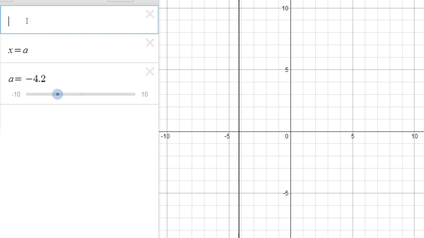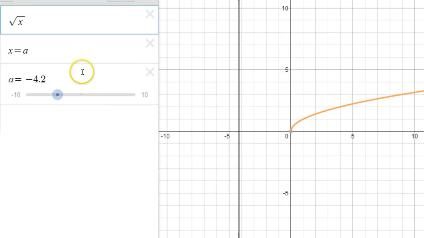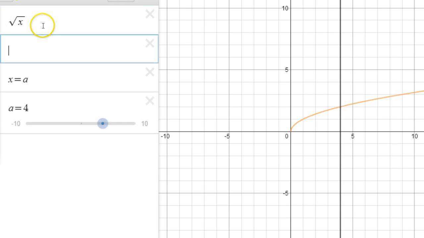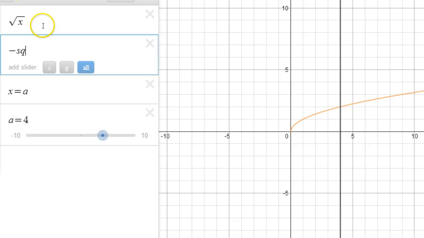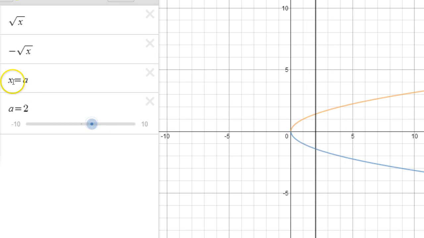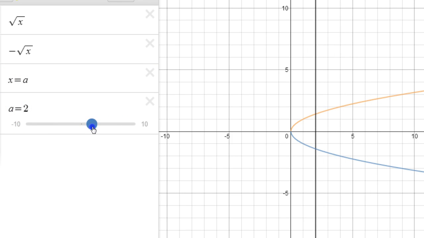Now, if we want to graph something really funky, let's go with the square root of x. If we test it out with the vertical line test, then that works. But if we also put a negative version, so negative square root of x, and we pretended that these were both the same function, you can see that it does not pass. What I do is I set up my equation as x equals a, I set up my slider, and I just move it around, and I can see if it's a function or not. So it's a really good way of doing the vertical line test.